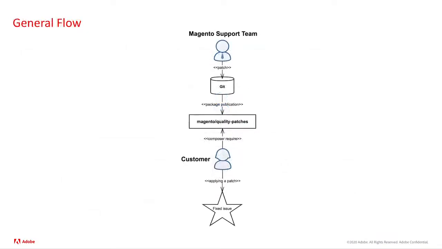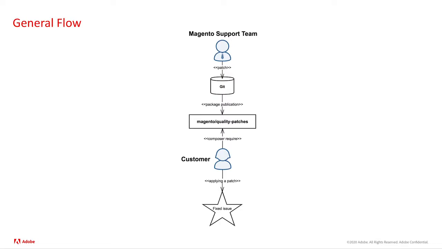The general flow looks like this. Support team creates a patch and pushes it into the MQP repository. As soon as the next version of the MQP Composer package is published, the patch becomes available to cloud and on-prem customers. Customer installs or updates the MQP Composer dependency and gets the latest patches compatible with his Magento version. Customer selects and applies patches that are needed for solving his issues.